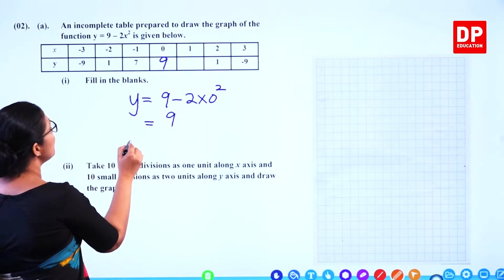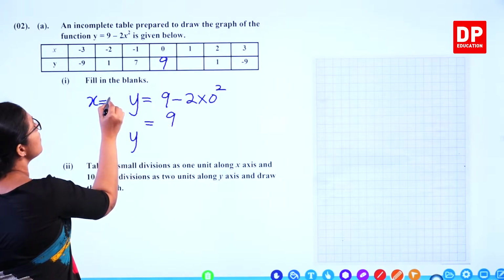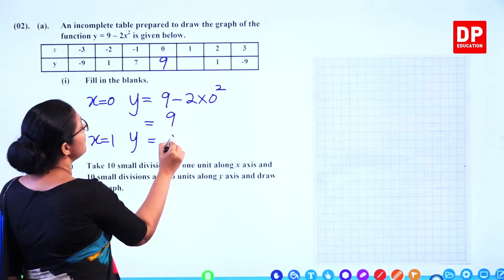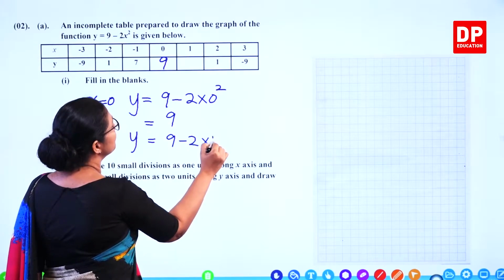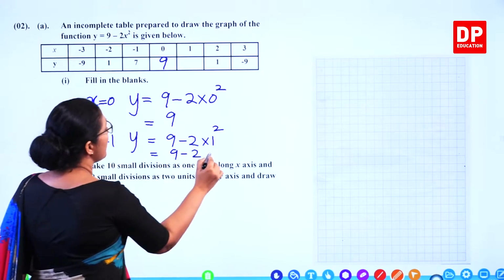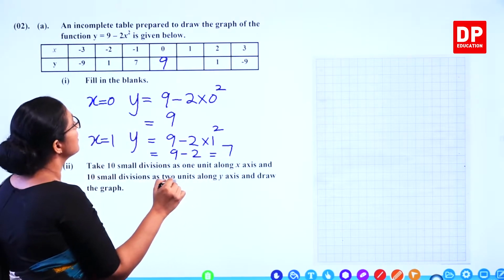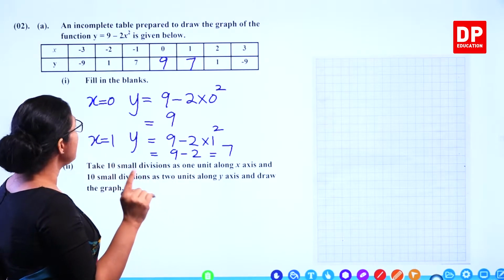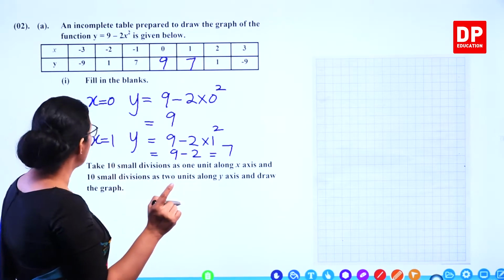Then you have to find out the value when x equals 1 as well. Substitute 1. So 9 minus 2, you get 7. That's 7 here. So you have the values and now we can draw the graph.